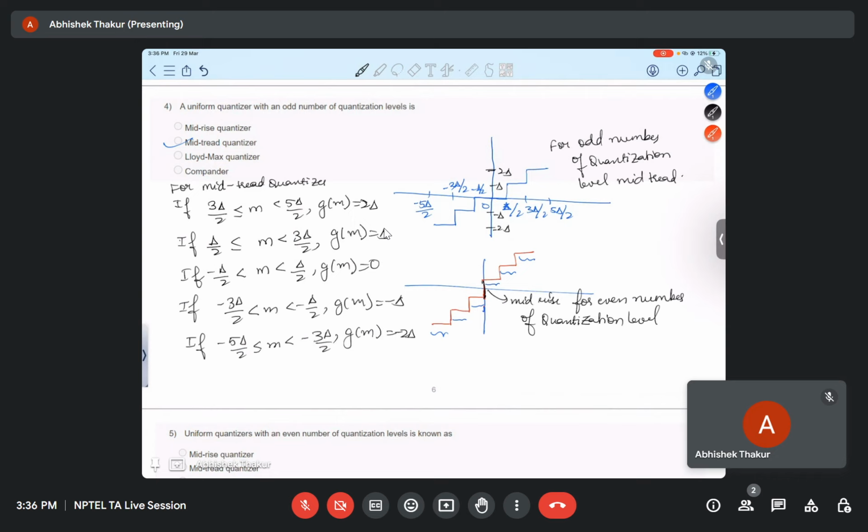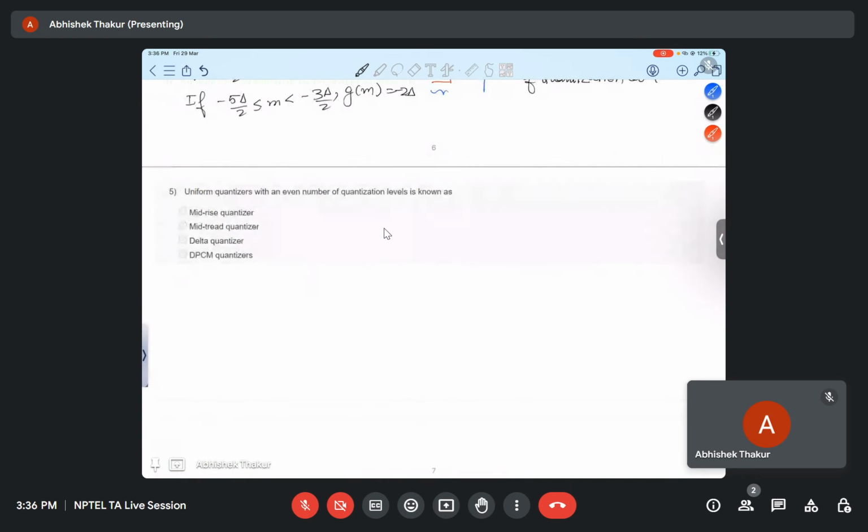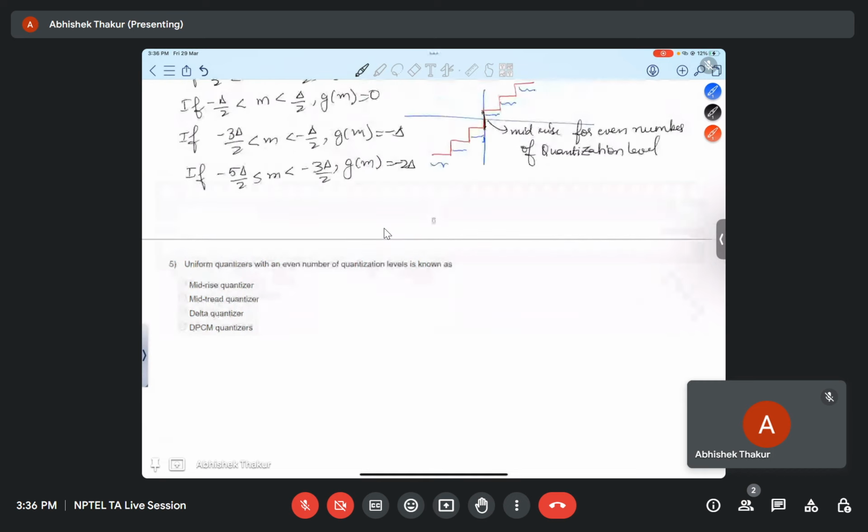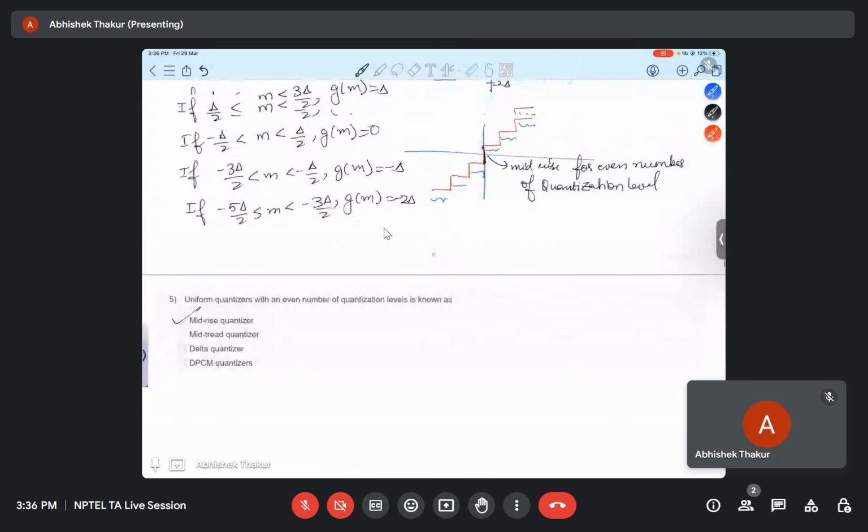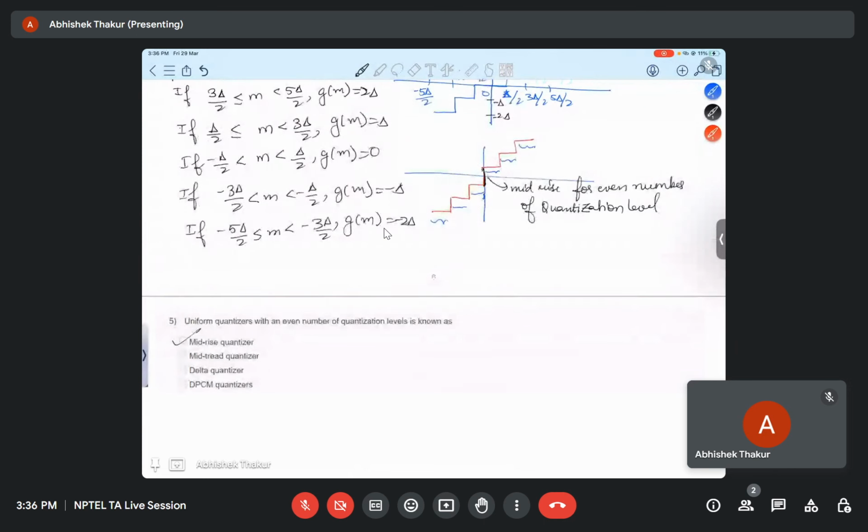So similar question. The next question is the uniform quantizers with an even number of quantization levels. So now here it is the even number of quantization levels. We have already studied that at the center it is a rise value, you can see. So this is a mid-rise quantizer. So the correct answer is option number A. For this also you can write the values for the different levels, what values it will take.